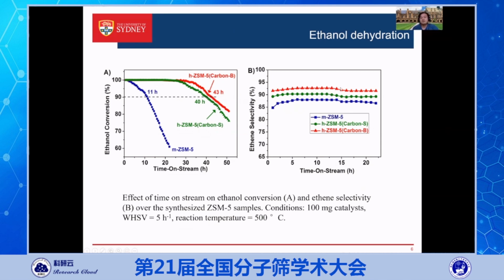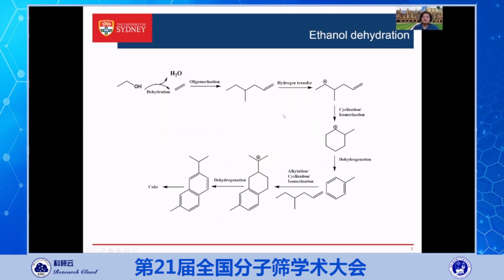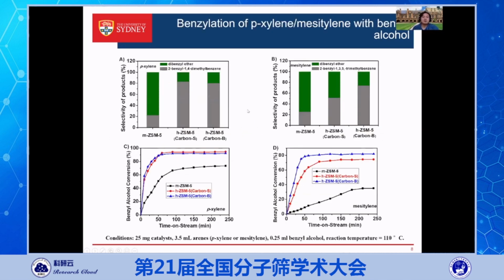We can also find it here. The bigger mesopores slightly increase the selectivity and the conversion compared to the small mesoporous zeolite like Silicalite-1. Then we used bigger molecules, used for the alkylation of aromatics.